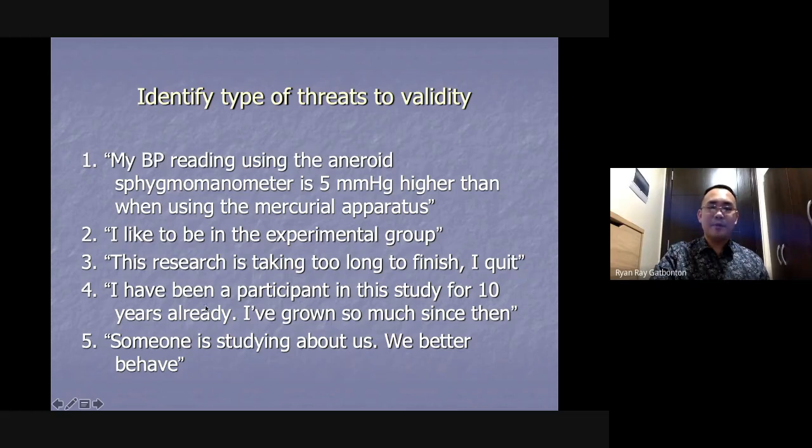Okay? Number 4, I have been a participant in this study for 10 years already. I've grown so much since then. The words I've grown so much would reflect maturation. So therefore, number 4, this is a maturation effect. Number 5, someone is studying us. We better behave. This exemplifies the Hawthorne effect.